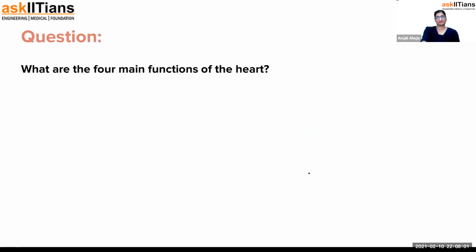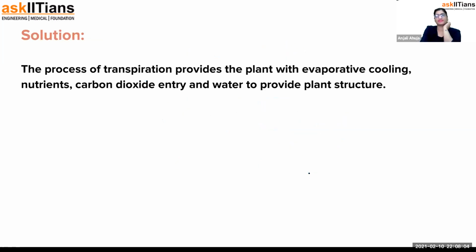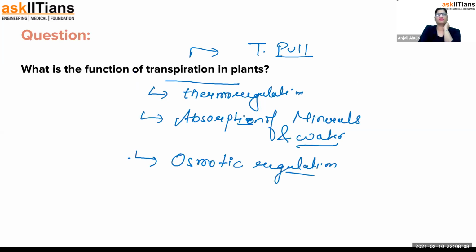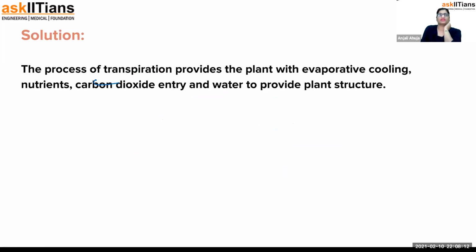Let's see what they have written. Carbon dioxide entry and water to provide. Carbon dioxide entry, why would they be writing this in transpiration? They're talking about the stomata there. Cut this point. That should be included in the stomata part, not here.